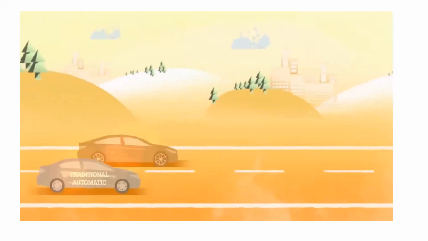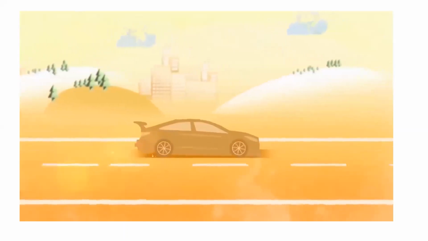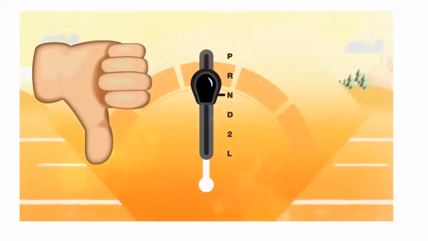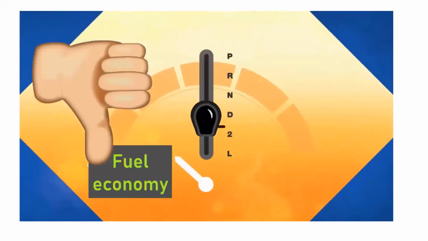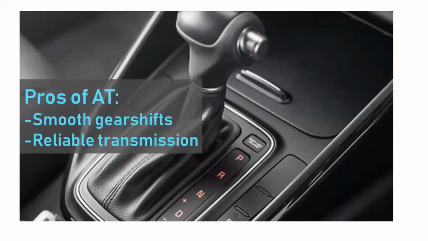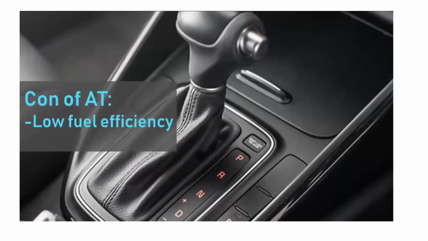However, conventional ATs can sometimes take away a fair bit of power, resulting in power losses in the drivetrain and also provide poor fuel economy compared to regular manual transmissions. The positives of a conventional automatic transmission are smooth gear shifts and reliability. In terms of negatives, fuel efficiency is lower compared to other types of gearboxes.